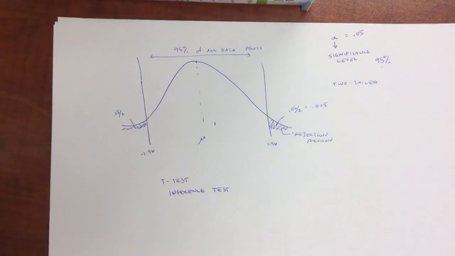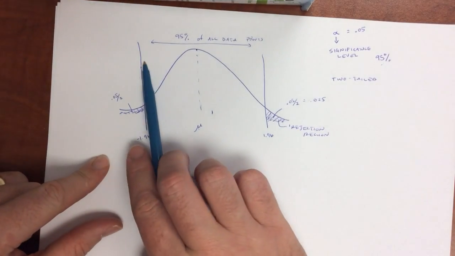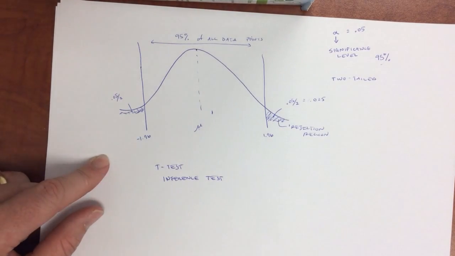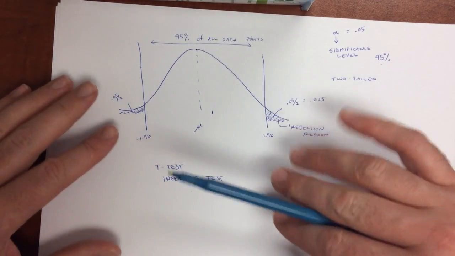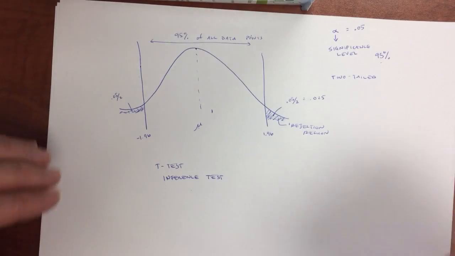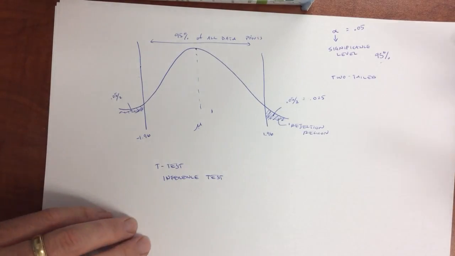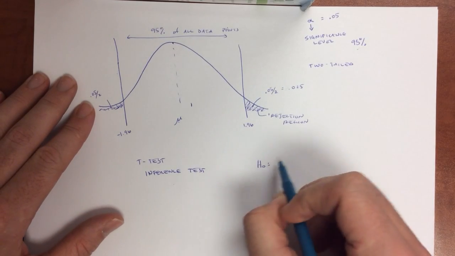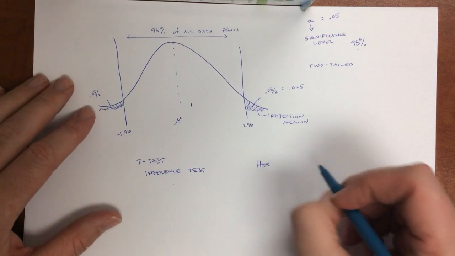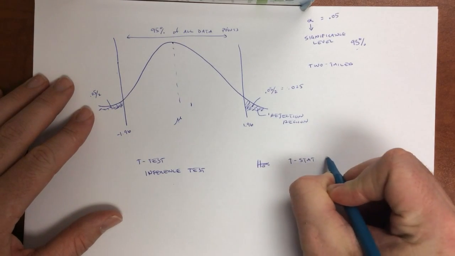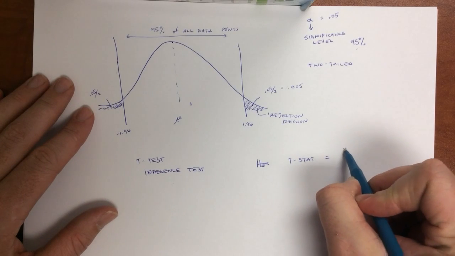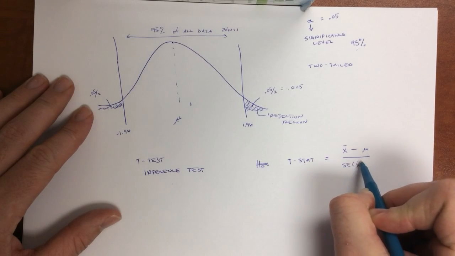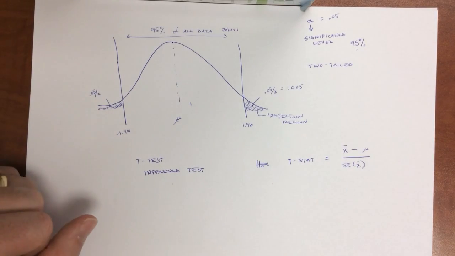Sweet. All right, so that means 95% of my data is here, and 0.025 is here, and 0.025 is there. So that's how I set up my t-test. Now the question is, when do I know to reject? Well, I set up my null hypothesis, that x bar is mu. So my t-stat is equal to x bar minus mu over the standard error of x bar, and that's going to give me a t-statistic.